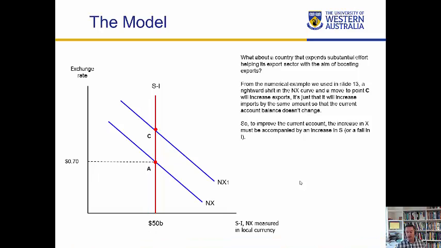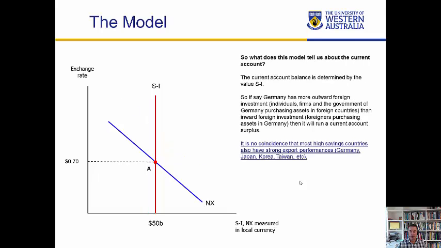So finally, let's go back to the case of, say, Germany. Germany's at point A, they're running current account surpluses, and they've got outward foreign investment of $50 billion a year. What does this imply Germany is doing? Well, Germany is sending $50 billion to the rest of the world. And this is net investment flows, remember.